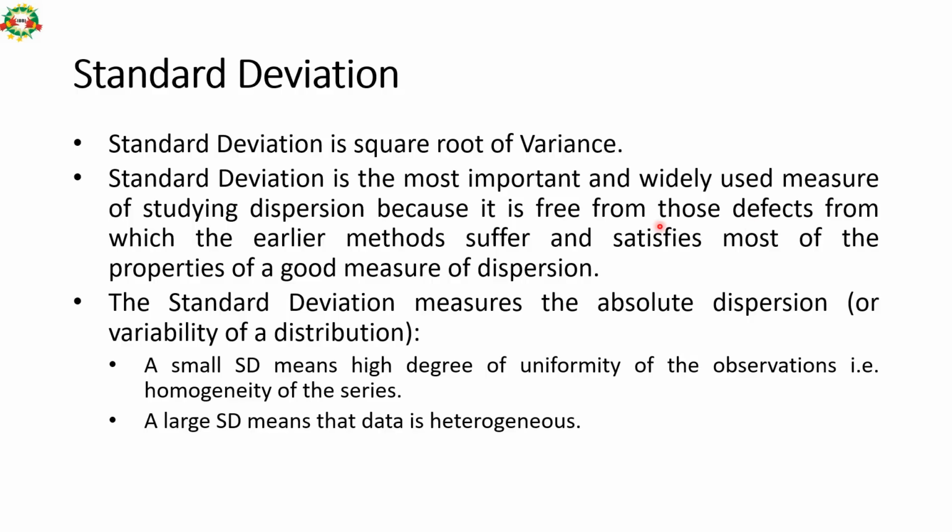Standard deviation is the most important and widely used measure of studying dispersion because it is free from most defects from which the earlier methods suffer and satisfies most of the properties of a good measure of dispersion. The standard deviation measures the absolute dispersion or variability of the distribution. A small standard deviation means a higher degree of uniformity of the observations, that is homogeneity. A large standard deviation means the data is heterogeneous.